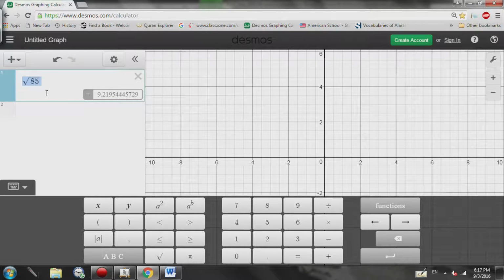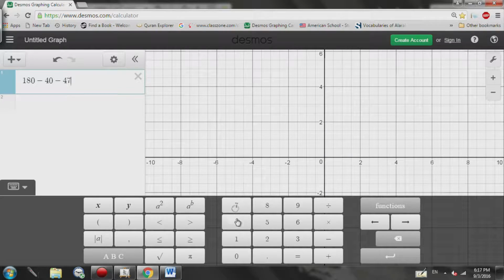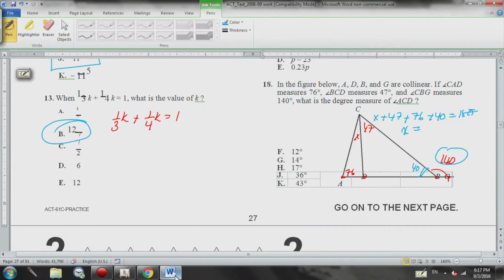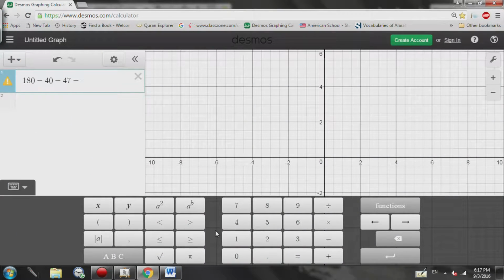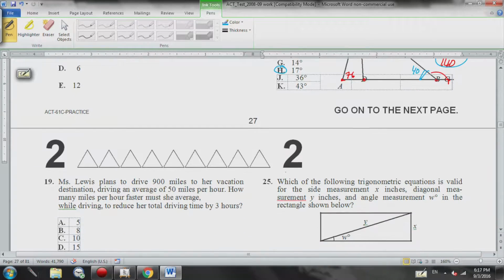So 180 minus 40 minus 47 minus 76, and that's 17. So the answer is 17. Okay? All right.